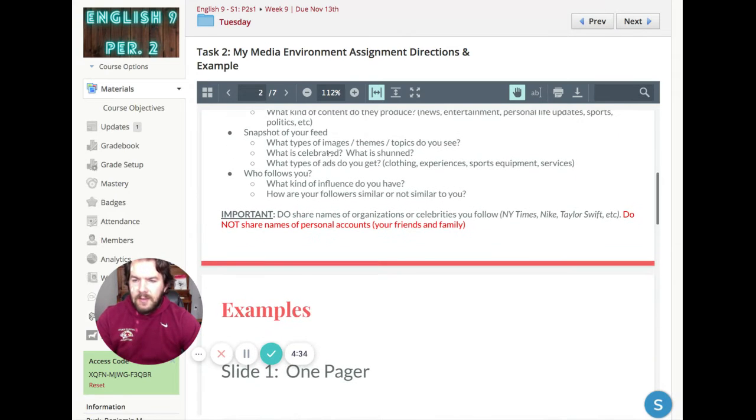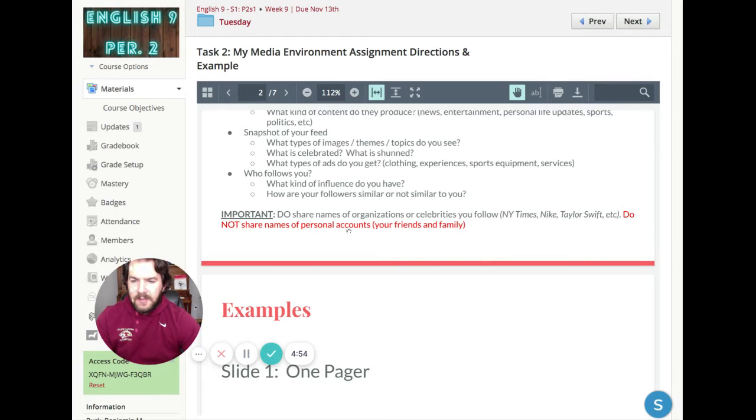And then who follows you? Look at who your followers are. How many do you have? What are things that you're sending out there for your followers to consume? And are they the same type of people as you, or are they different? All that stuff. What you should do is share names of organizations, celebrities that you follow.